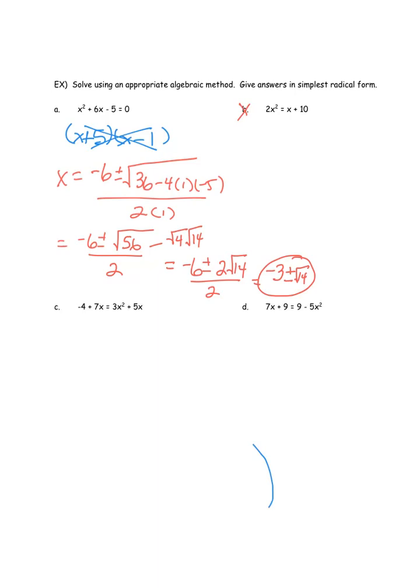So in question C, kind of a mess right now. See where the x squared is? It's on the right hand side. I'm going to put everything over there with it so that it's positive. So I'll write 0 equals 3x squared. I'm going to be subtracting the 7x from both sides.